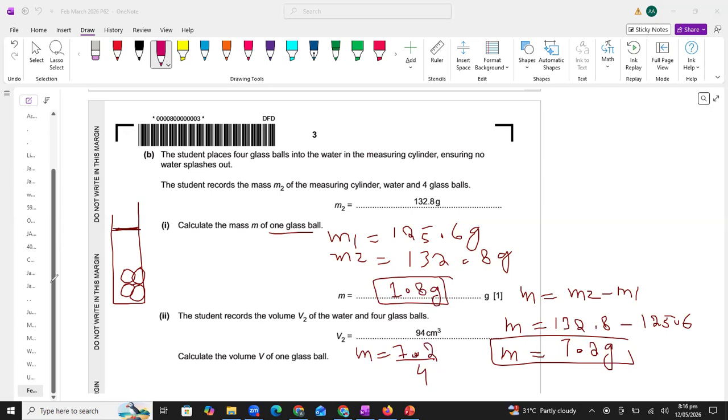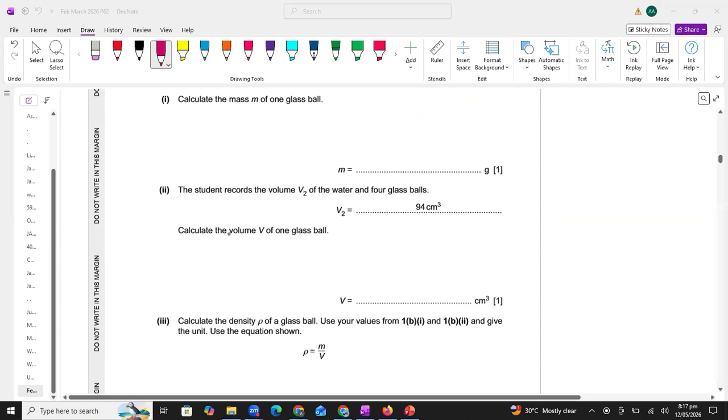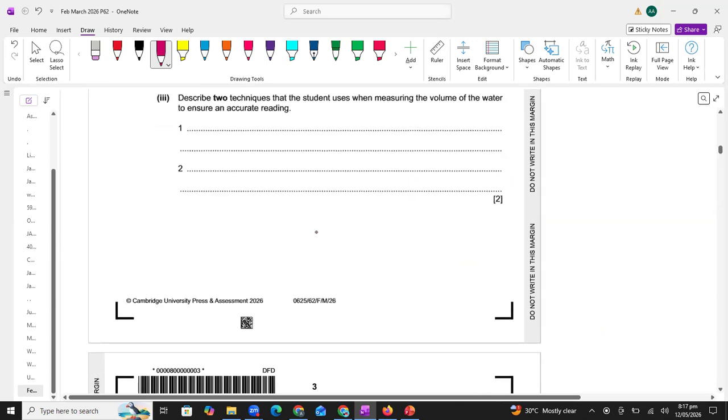Now I'm going to clear the screen and move towards the next part. In the next part, they are saying the student records the volume V2 of the water and 4 glass balls. So basically they are recording the total volume of the water and 4 glass balls, that is 94 centimeter cube. Calculate the volume of 1 glass ball.